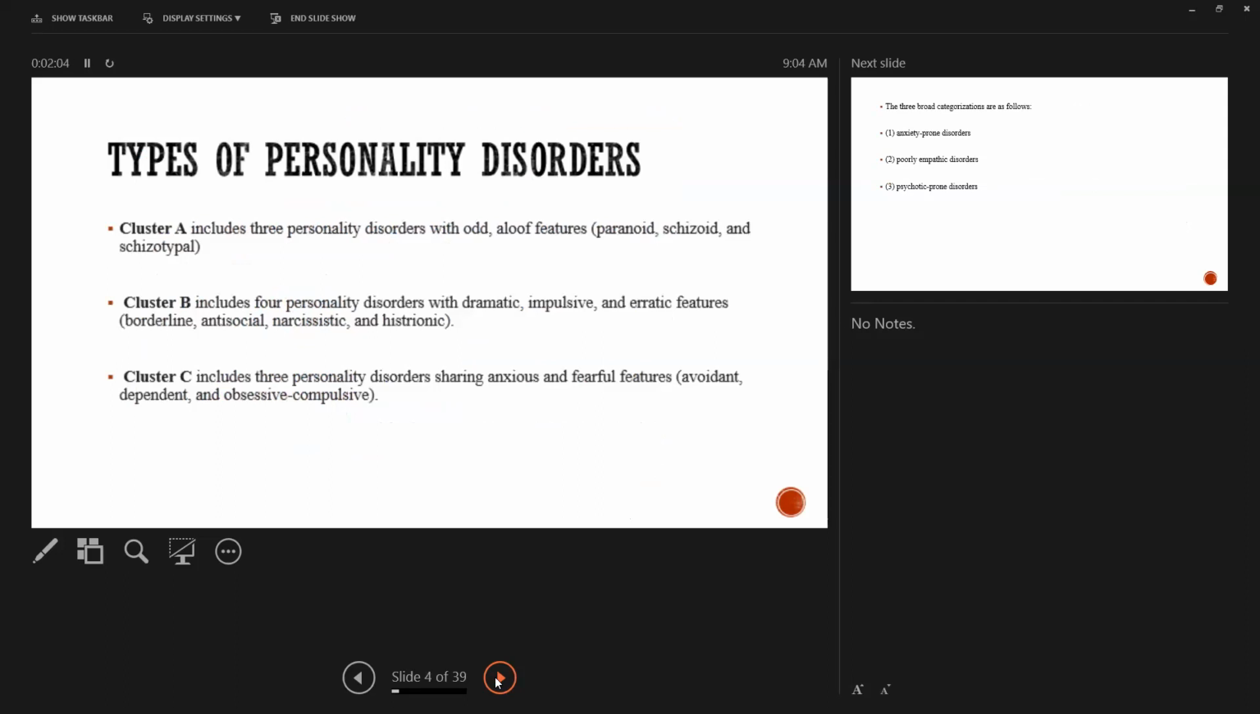Now, the types of personality disorders as given in DSM-5 are cluster A, cluster B, and cluster C. Cluster A includes three personality disorders with odd and aloof features, that is your paranoid, schizoid, and schizotypal. Cluster B will include four personality disorders with dramatic, impulsive, and erratic features, that is your borderline, antisocial, narcissistic, and histrionic. While cluster C includes three personality disorders which share anxious and fearful features, that is avoidant, dependent, and obsessive compulsive.